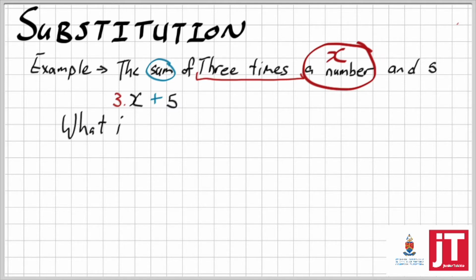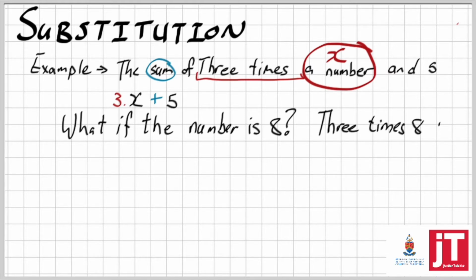But now, what if the number is actually 8? Can't I then actually get a value for that? And this, ladies and gents, is the beauty behind algebraic expressions. Once I've got 3x plus 5, I can make x whatever I want to. In this case, I'm saying 3 times a number, which is 3 times 8 plus 5, and that answer is simply 29. You did that right without a calculator.